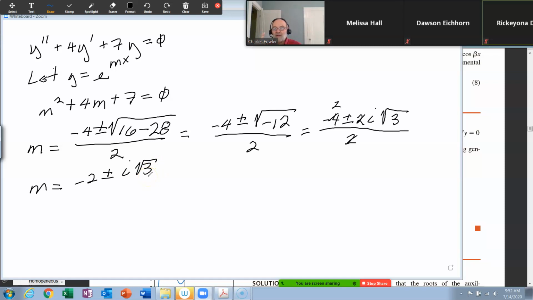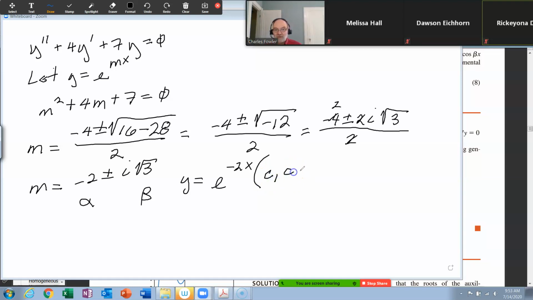Now, a quick reminder. The minus 2 here is what we were calling the alpha, and the root 3 is what we were calling the beta. Okay, so if you go back to your solution, remember what that was? y is equal to, and this is a general case now, e to the alpha x, that's e to the minus 2x. No arbitrary coefficient with that one.